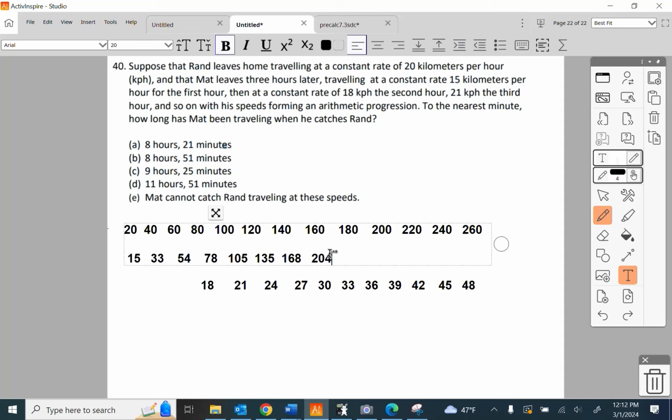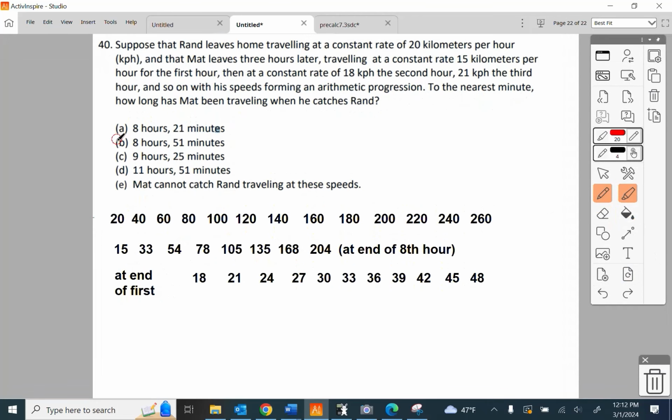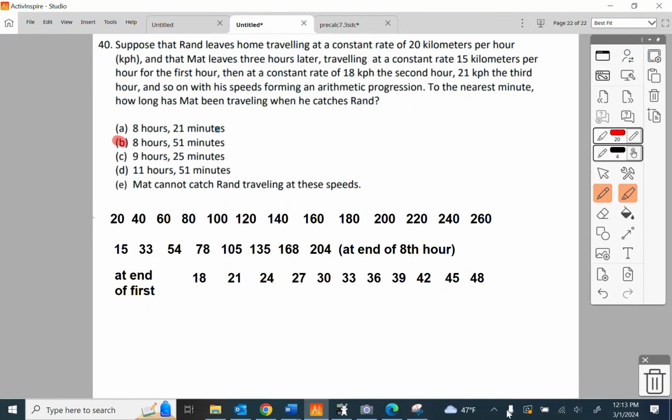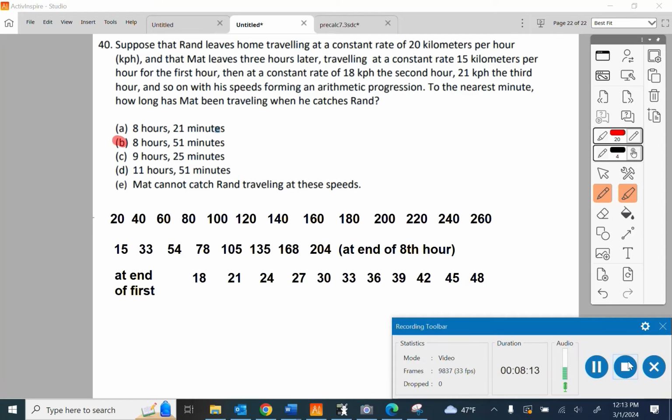This is at the end of the 8th hour. By the way, I mentioned that. That's at the end of the 8th hour, not at the beginning. This 15 kilometers would be at the end of the first. But at some point in time, at the end of the 8th hour, he caught him, and that lines up with choice B. So I guess you could do it non-algebraically. I guess. I don't like it, but it's doable. And that is what has consumed my time for the last 2 or 3 days.